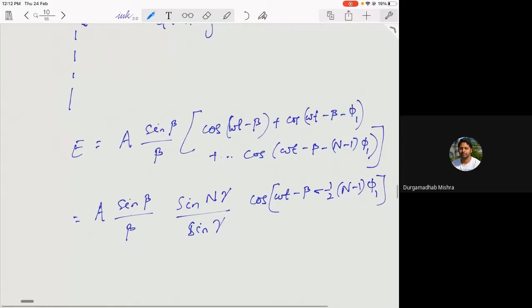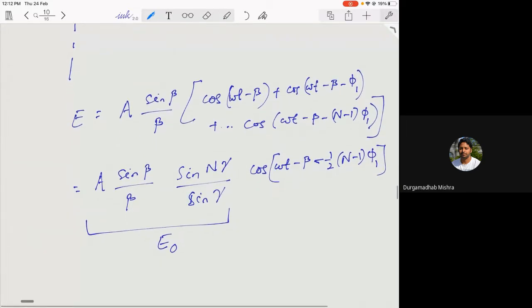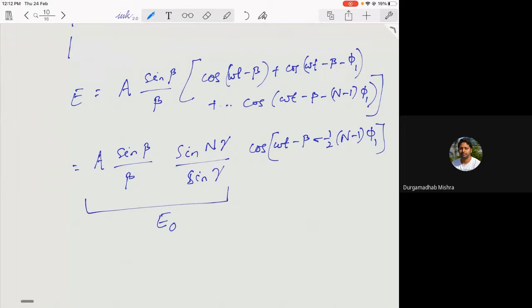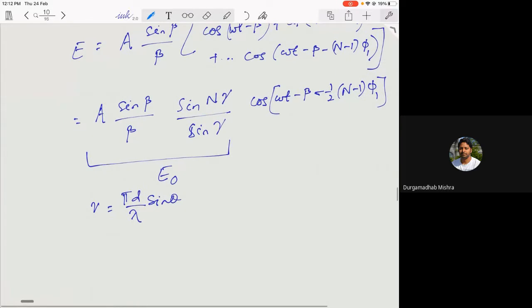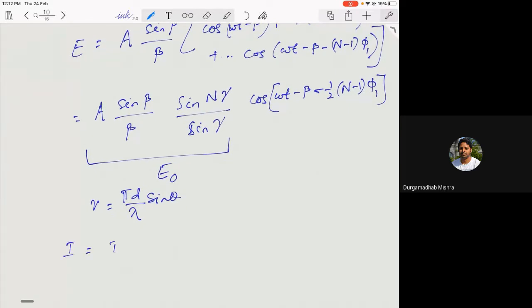Okay, so this is your amplitude of the resultant field due to the superposition of electric field that comes from n number of slits. You can see again the intensity. Gamma is again defined by pi d sine theta by lambda, like before. And the intensity again you can write as I naught sine square beta by beta square and sine square n gamma by sine square gamma.